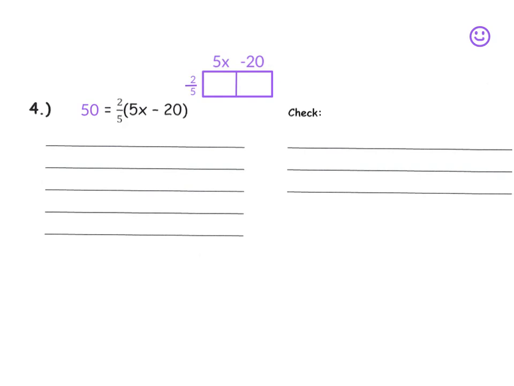So now to fill in my area model, we're going to multiply. So we have 2/5 on the side. Remember, we can put that in our calculator. So 2/5 times 5, 2/5 times the 5x. So 2/5 times 5 is 2, and then I still have the x that was there. Then we're going to do 2/5 times negative 20. Using my calculator, 2/5 times negative 20 gives me a negative 8. So now I can rewrite my equation as 50 equals 2x minus 8.